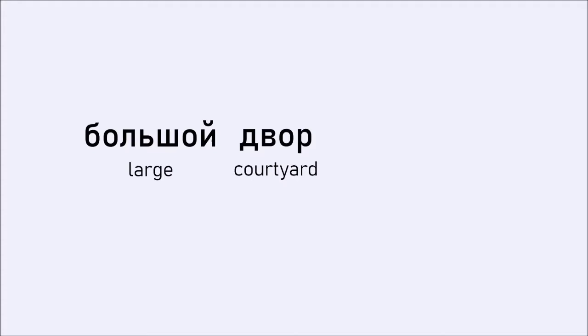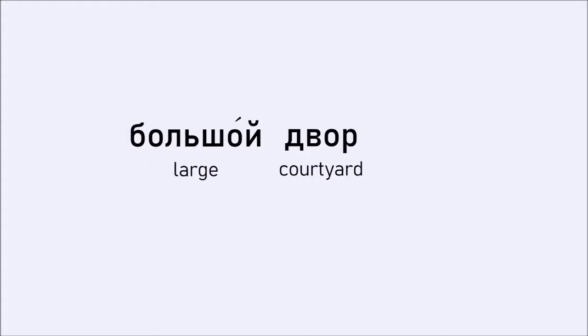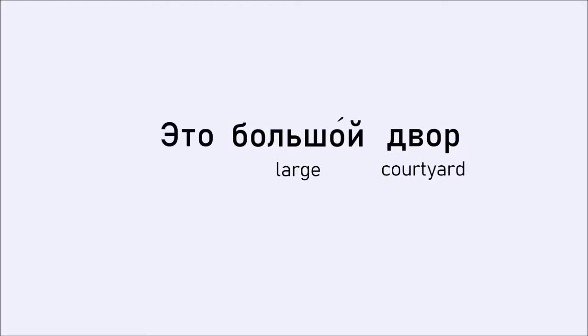We can even start making simple sentences. For example, это большой двор. This is a, or this is the, large courtyard, okay? In most cases, if you say это at the start, it means this is a. Это дом, this is a house. Это двор, this is a courtyard, okay? That's it. Это большой двор means this is a large courtyard.